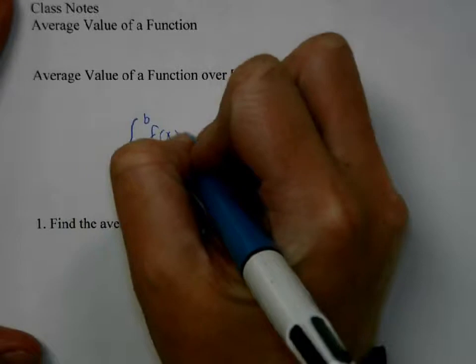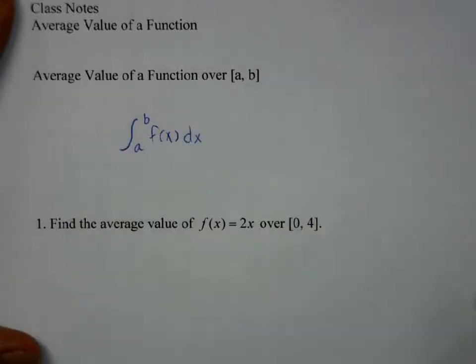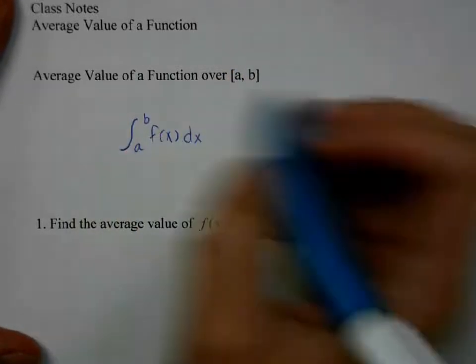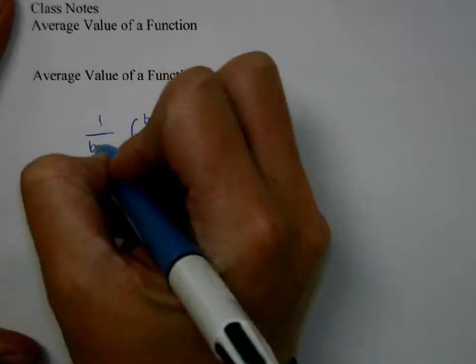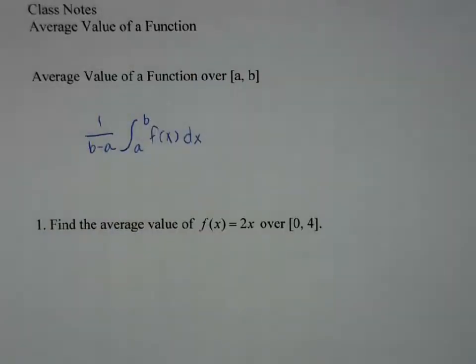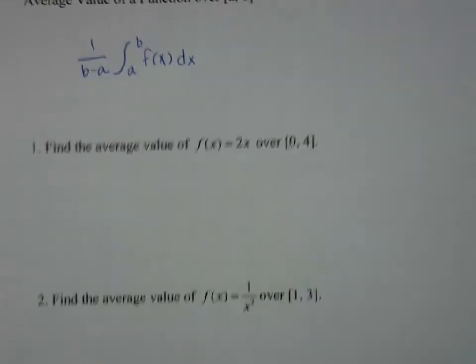So I'm going to take the integral from a to b of f of x, and then I'm going to divide by the range. Okay, so 1 over b minus a times the integral from a to b of f of x is going to give us the average value. So let's kind of look at an example, and maybe this will help some understanding.